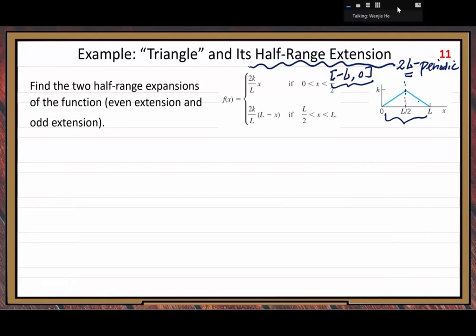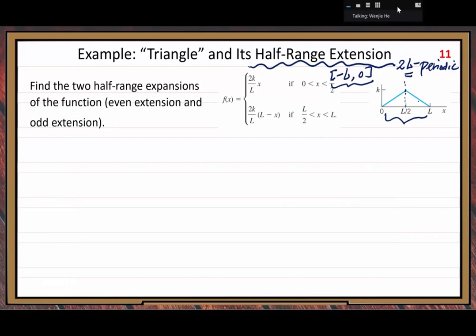From the name, you can guess easily. Even extension: after extension, we get an even function. So we do the reflection, like putting a mirror here. That's an even extension. After extension, we get an even function.